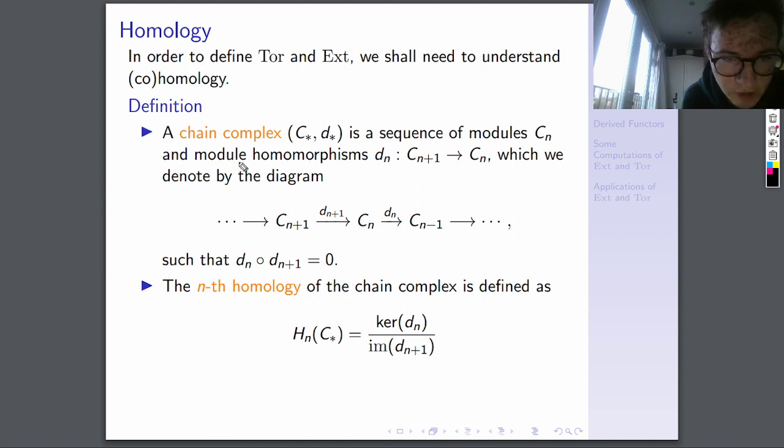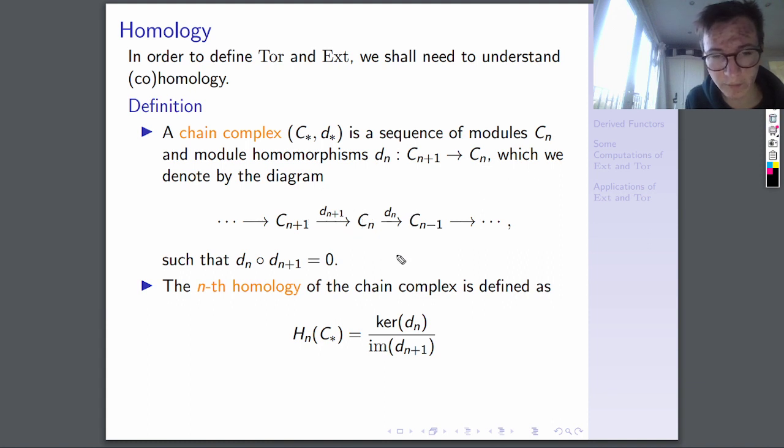Firstly, we need to understand what a chain complex is. So a chain complex is just a sequence of modules. So all of these C_n, they're all modules. Let me make this pen a little bit thicker, yeah. So all of these are modules, and then we have homomorphisms that connect them, which are known as d_n. And note that this is decreasing, such that the composition of this and this module map is 0.